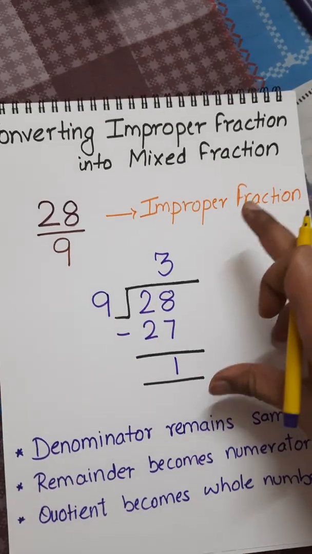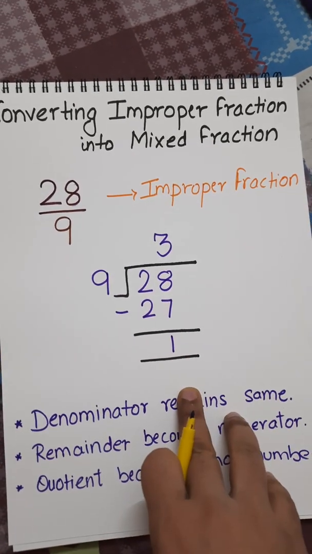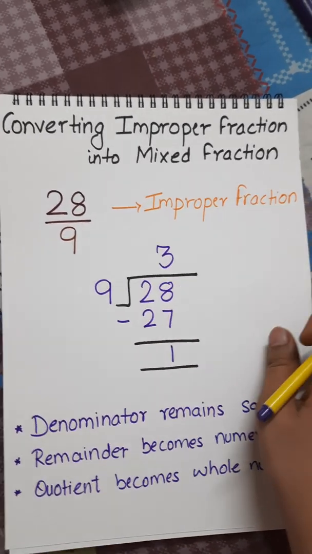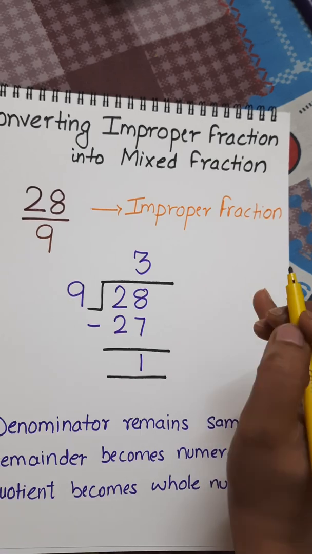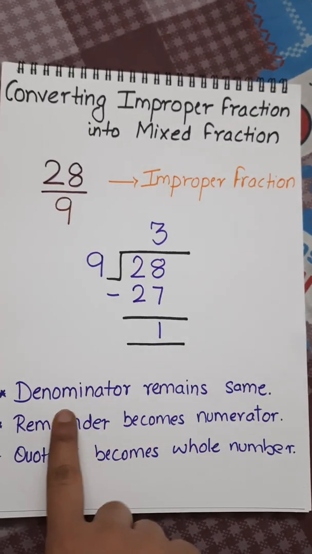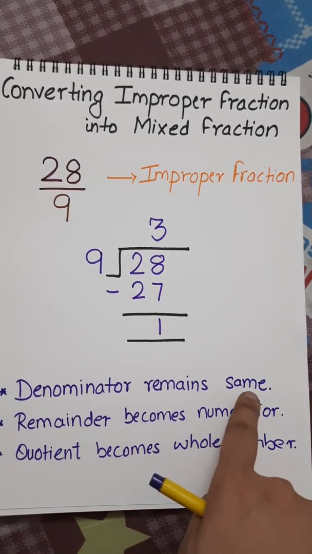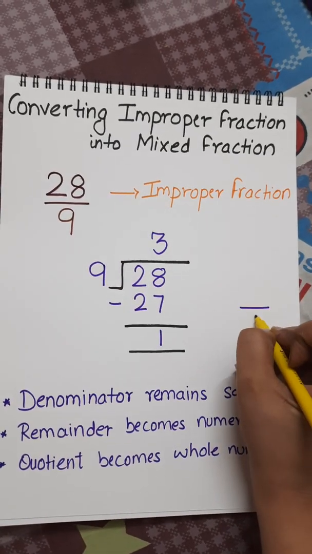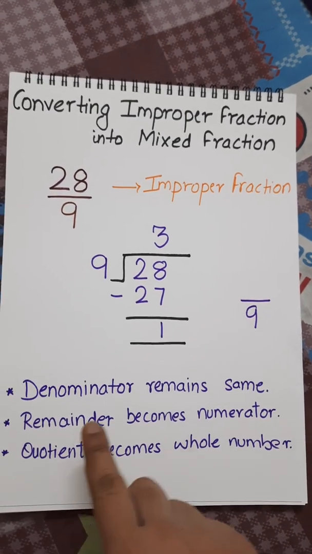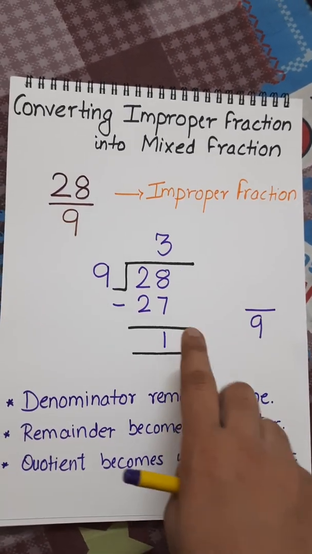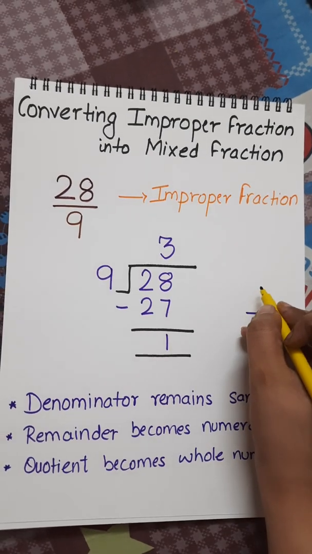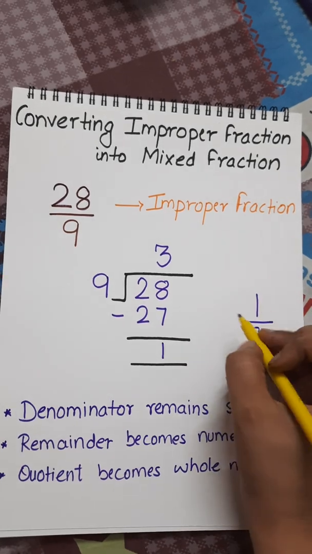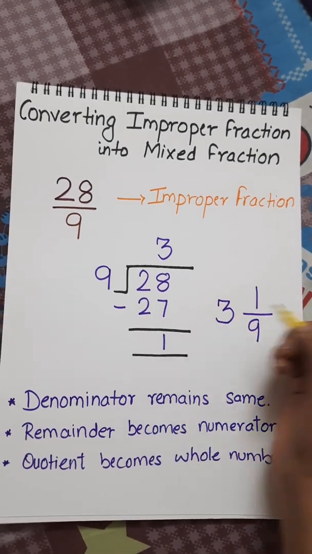So now here I have divided. Further, I am not going to divide to get 0 as the remainder. This is the last step, and now I have to write the mixed fraction. For a mixed fraction, the denominator remains the same. Here the denominator is 9, so the denominator remains the same. The remainder becomes the numerator, so my remainder is 1. It becomes my numerator, and the quotient becomes my whole number.